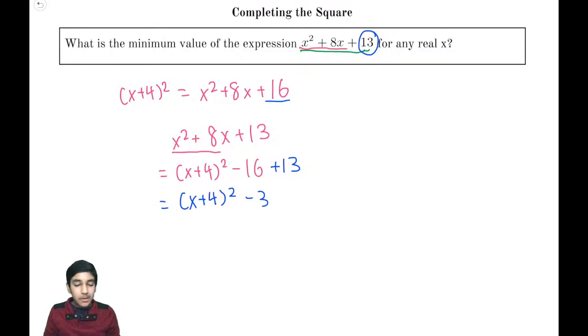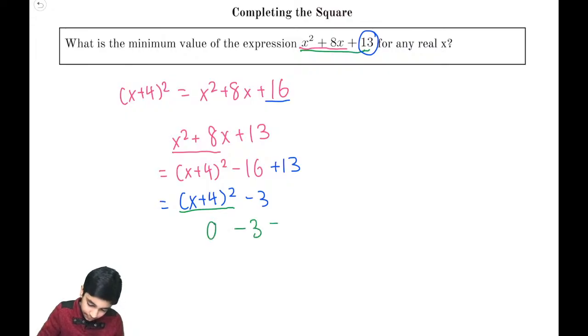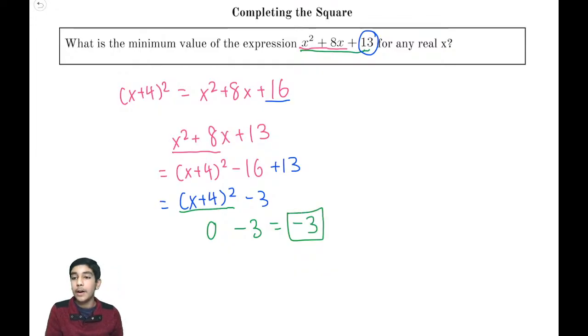And how do we find the minimum value of this expression? Well, the minimum value of x plus 4 squared is just 0. And this is just negative 3. So we do 0 minus 3 equal to negative 3 is the overall minimum. Because the minimum of the square of any perfect square is 0.